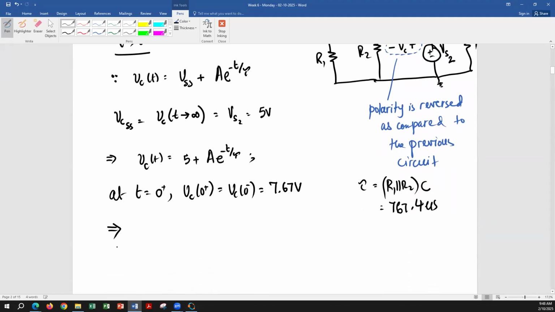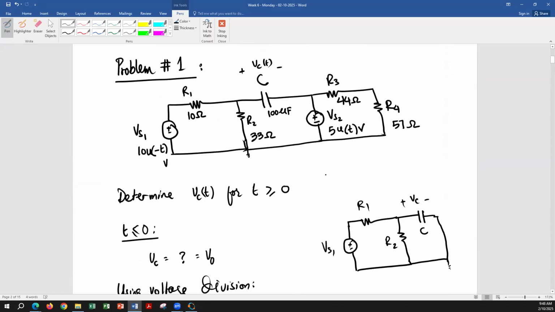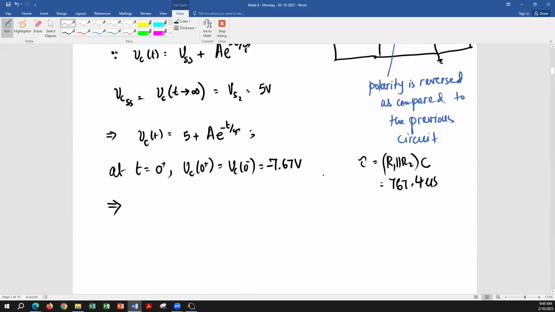That's true. I forgot. Thank you. That's going to be negative 7.67 because we changed the polarity. Before, our polarity was opposite, and now that. So that's why I put a negative sign. And put an arrow over here just so that you guys don't forget about that.